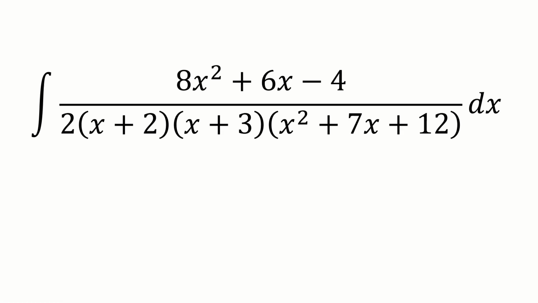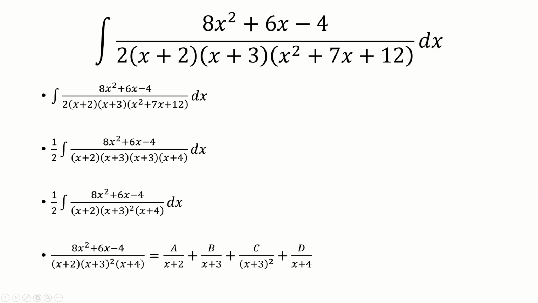In this video, we want to find the integral of (8x² + 6x − 4) over 2 times (x + 2) times (x + 3) times (x² + 7x + 12). This one is a complicated integral, so we have to first factor the denominator and then use partial fractions. The factor x² + 7x + 12 factors into (x + 3) and (x + 4). So we have two factors of (x + 3). We can combine these and get (x + 3)².